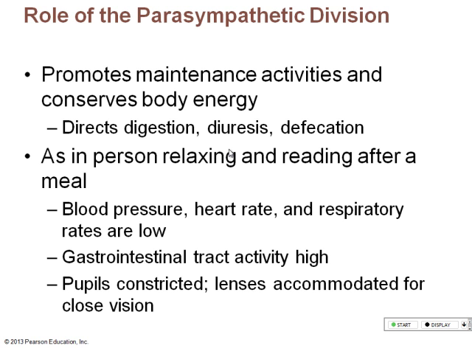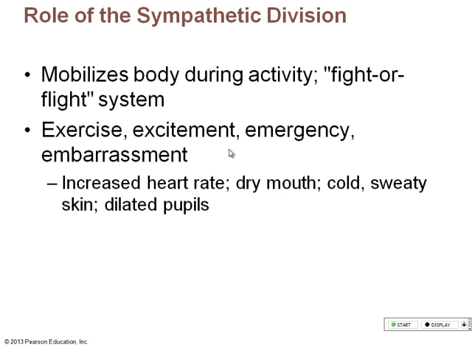In a person relaxing and reading after a meal, for example, blood pressure, heart rate, and respiratory rate are low. Why? Well, it's using that energy to do what? Yeah, digest your food. The gastrointestinal tract is going to be at high activity. Pupils are constricted, lenses accommodated for close vision. All of these things are going on from the autonomic nervous system, both sympathetic and parasympathetic.